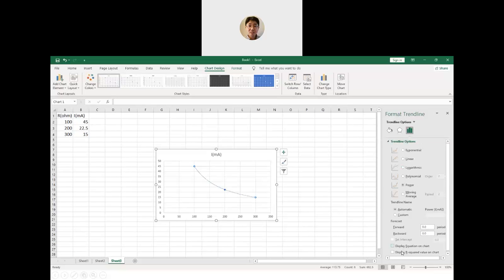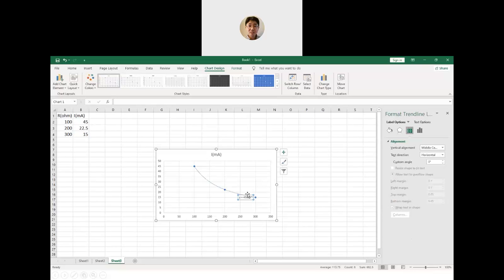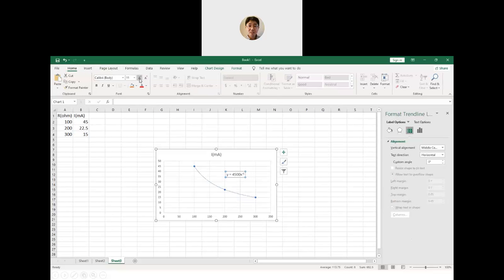Then we have to check display equation on chart. Then we can see what is shown here. 4,500 is a constant, and x to the power of minus 1 is exactly the same as 1 over x. Yes, inverse, just the reciprocal of the current. I can copy this one.